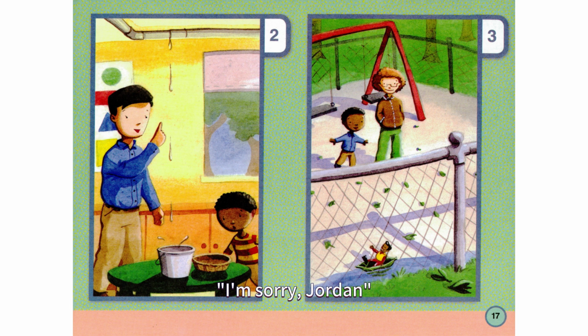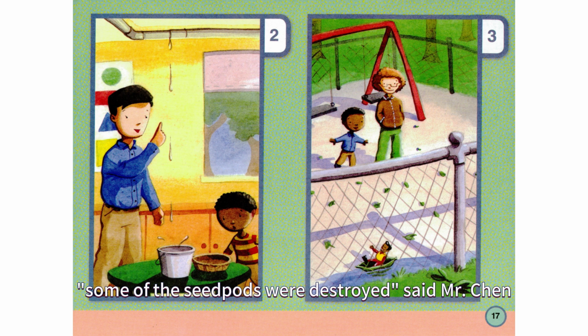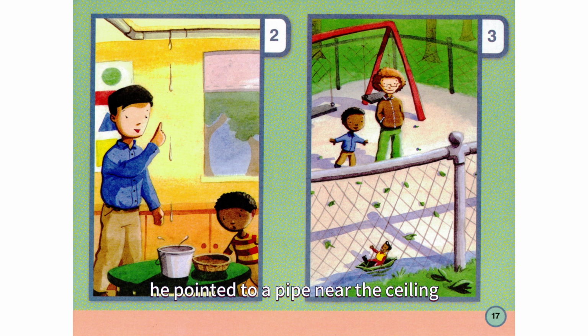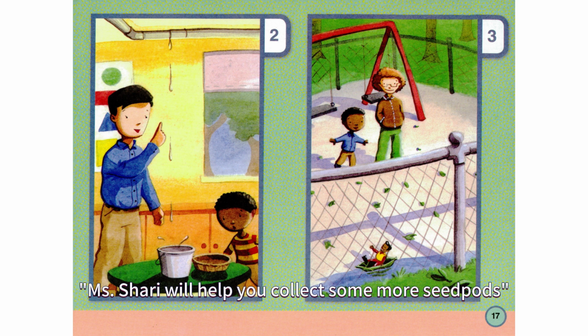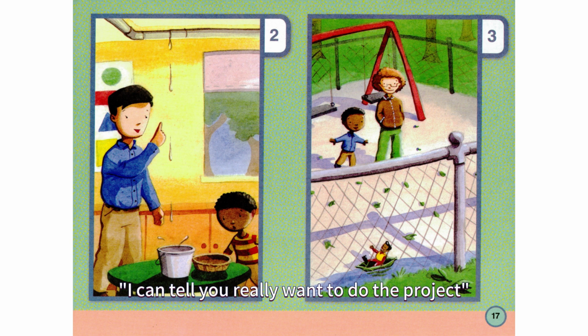"I'm sorry, Jordan, some of the seed pods were destroyed," said Mr. Chen. He pointed to a pipe near the ceiling. It had burst. Now, water was leaking into a bucket. "Water got into the basket last night and I had to throw out most of the seed pods," said Mr. Chen. Jordan looked sad. "Why don't you see if Ms. Shari will help you collect some more seed pods," said Mr. Chen. "I can tell you really want to do the project."